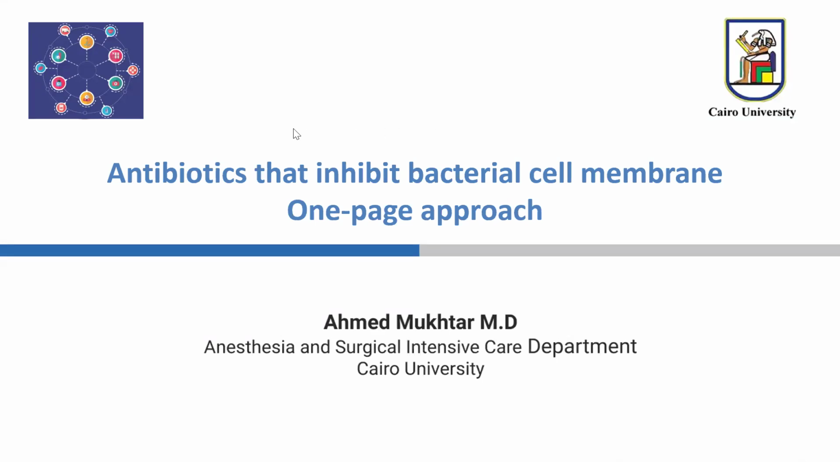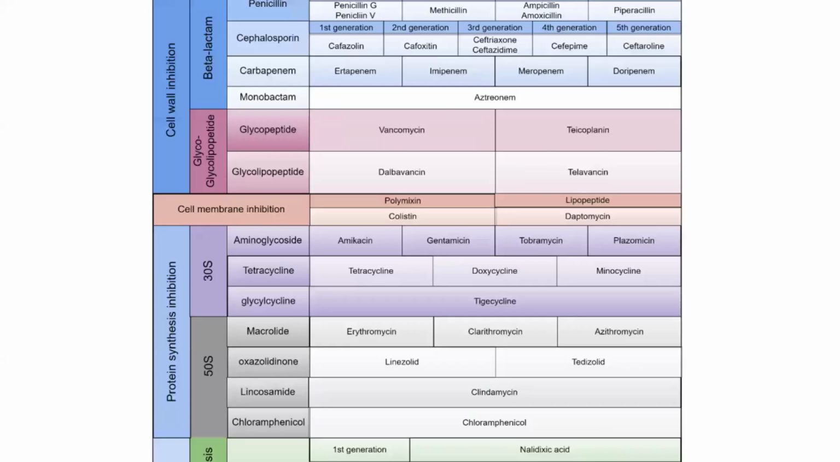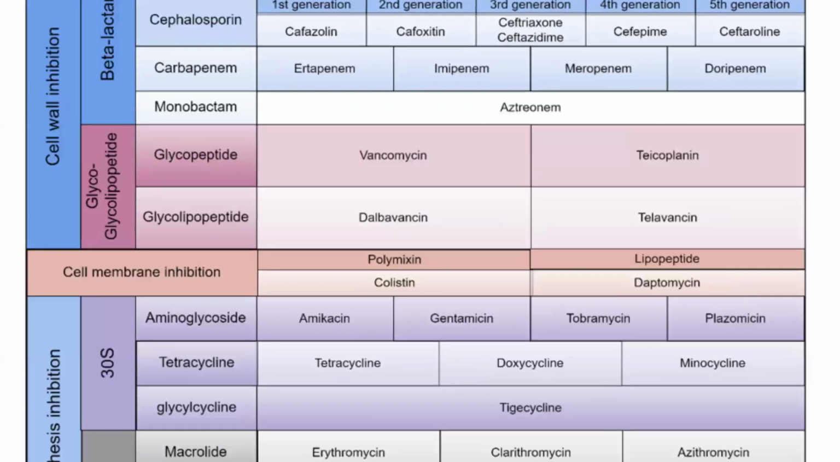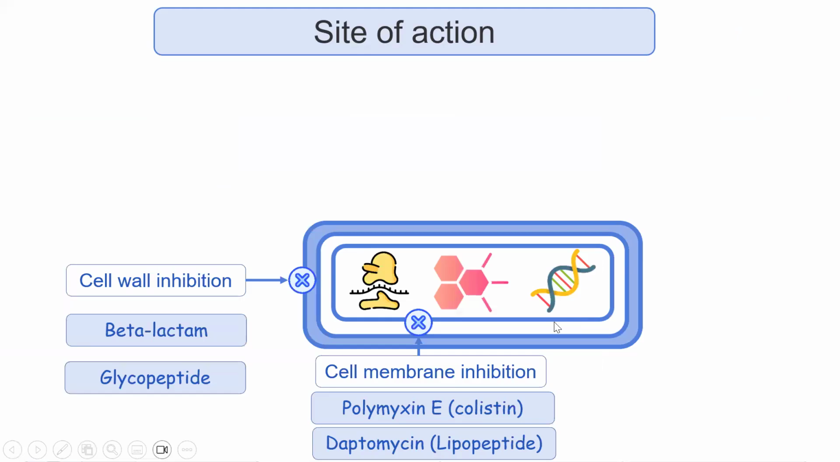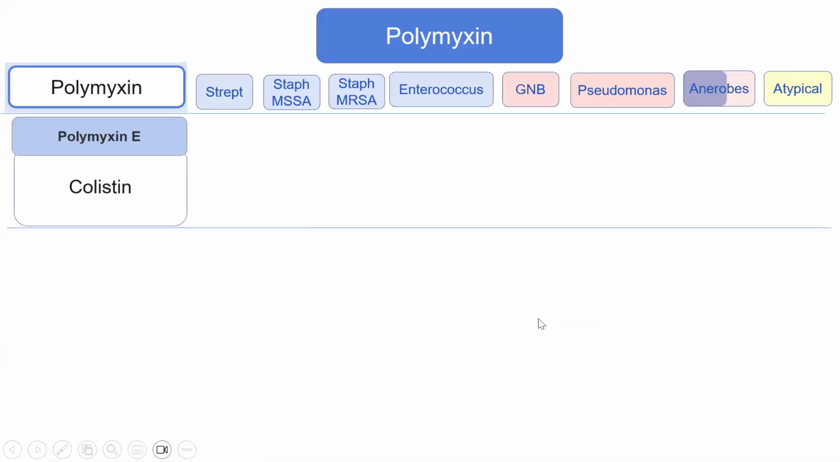Bismillahirrahmanirrahim. In this video, we'll discuss the antibiotics that inhibit the bacterial cell membrane. Again, we have this scheme of the antibiotic classification. The antibiotics that inhibit the cell membrane are polymyxin and lipopeptide. Colistin is one of the group of the polymyxins, polymyxin E, and daptomycin is one of the lipopeptide antibiotics. We start with the polymyxin.